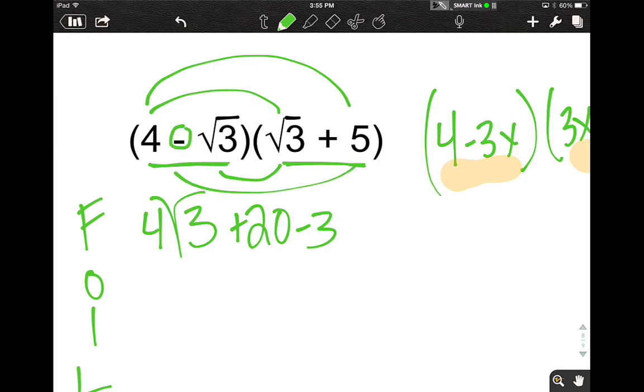And then I have another set of outers. Oh, wait, I did the outers. So sorry. Oopsie. I got excited. We're on the L of last, right?